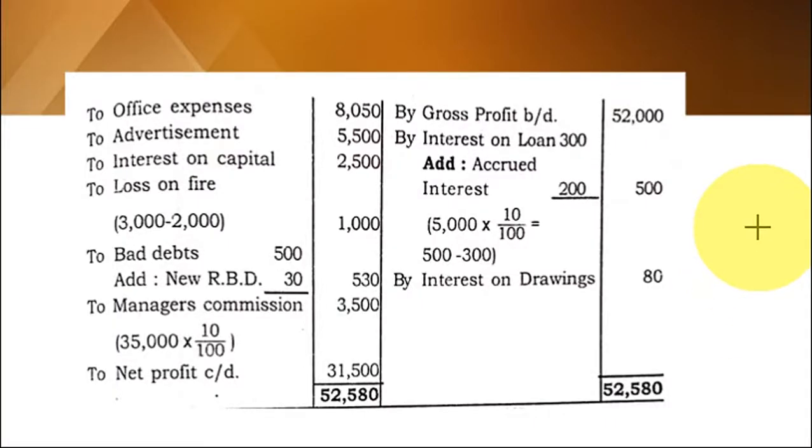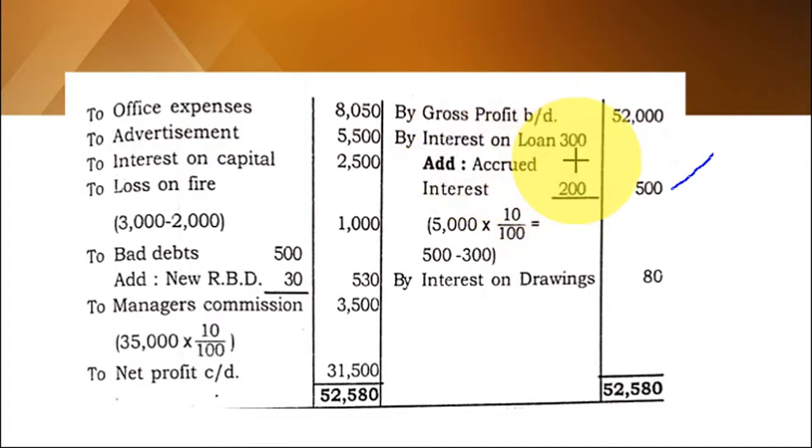As you know, we are following the accrual basis. So the total amount we have to receive, that we write in the profit and loss account. Interest on loan is 5,000 into 10%, 500. That we have to write in the outer column. But there are internal adjustments.